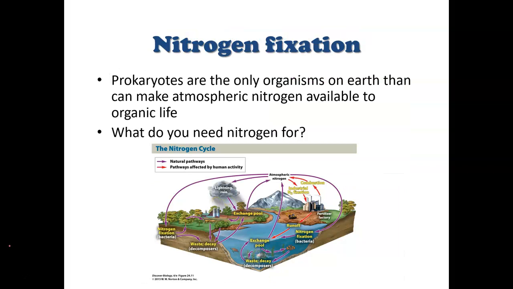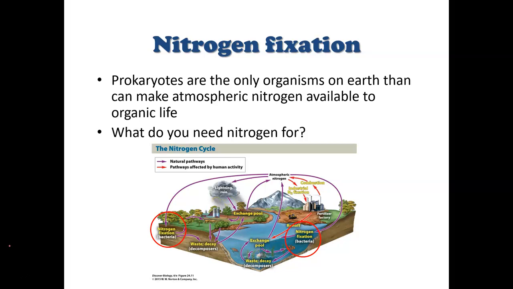One of the most important roles that bacteria play on an ecological level is they perform a process called nitrogen fixation. Nitrogen fixation is the process of converting atmospheric nitrogen into organic nitrogen. Right? Now you have to understand that nitrogen is hugely important for things like DNA, right? Remember, DNA is composed of nitrogenous bases, and proteins have amino acids, which have amino groups made up of nitrogen.